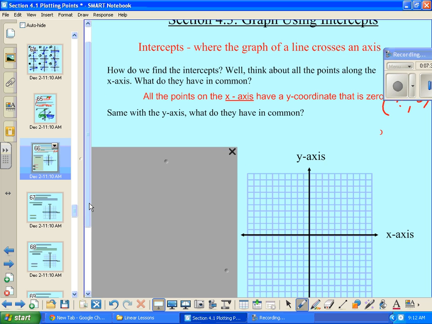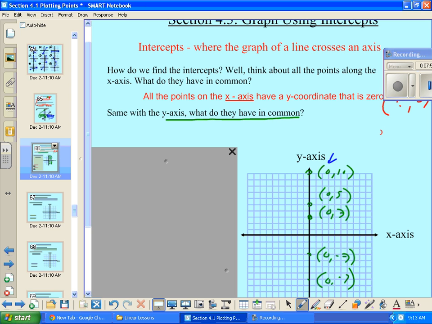Same with the y-axis. Let's take a look at that. What do all the points along the y-axis have in common? If I plot some of those points, this point would be 0, 3. This point right here would be 0, 5. Up here I'd have 0, 10. Down here I'd have 0, negative 3. 0, negative 7. I'd have all these points, and again, what do you notice about these? There's some kind of pattern for these points as well.